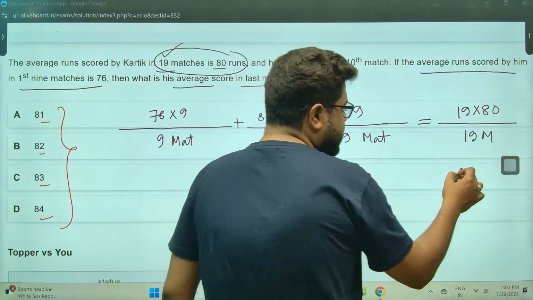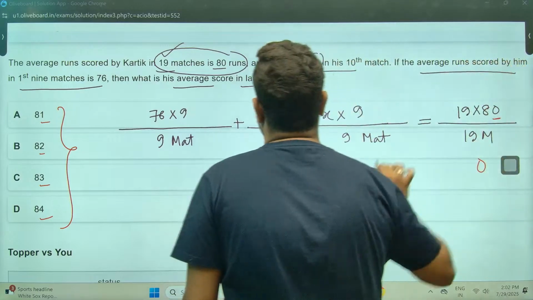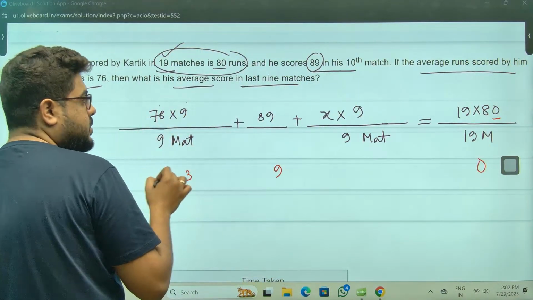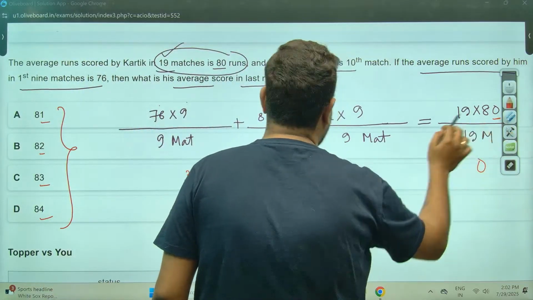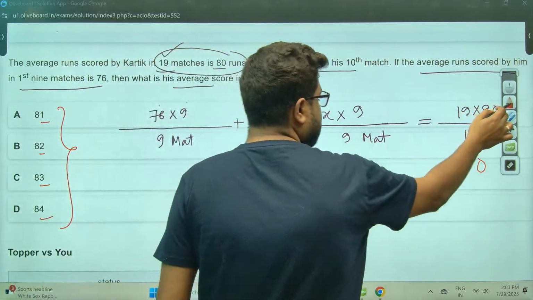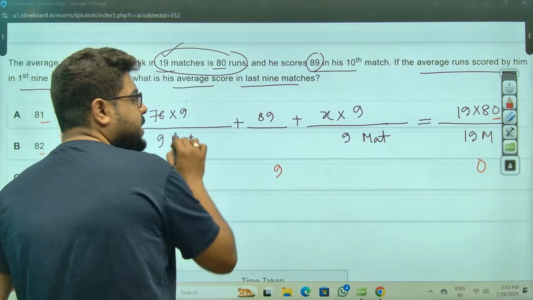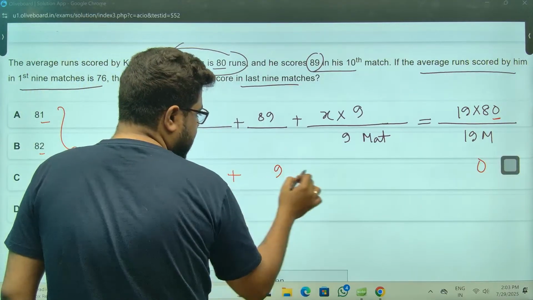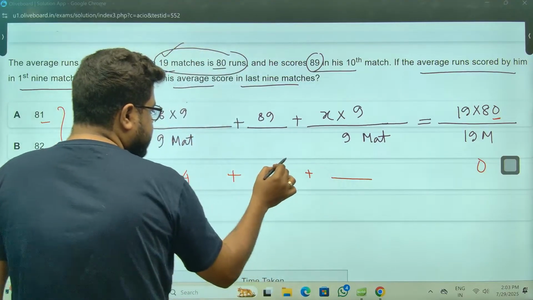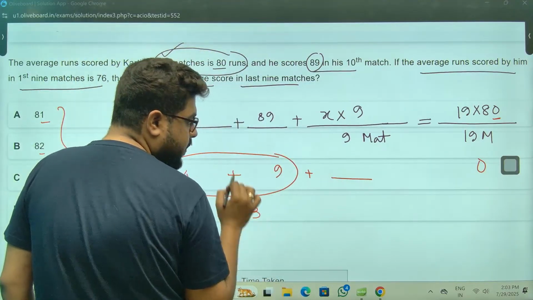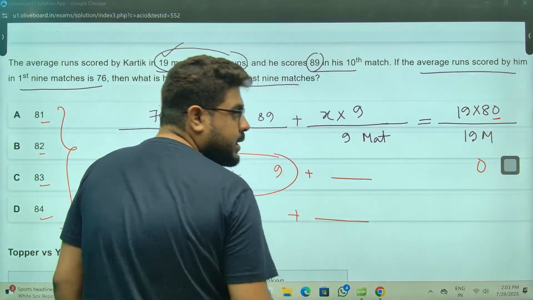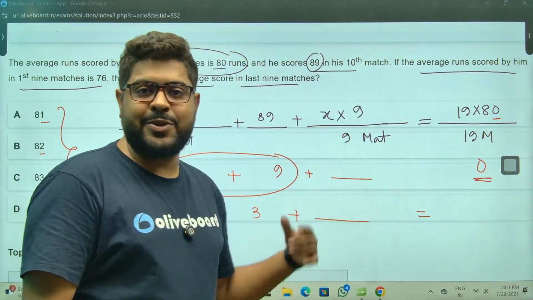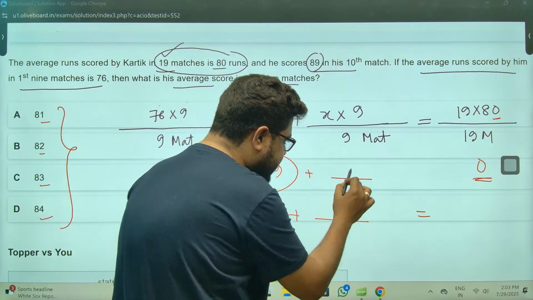Sir, here the unit digit will be 0. Anything into 0 is 0, sir. Unit digit 9, sir. 6 9s are 54, so this is 4, sir. Sorry, I made a mistake. Now if you add them, and I don't know what this is, 6 and 9 plus 4 is 3. 3 plus what gives you 0? Sir, 3 plus 7 gives us 0.